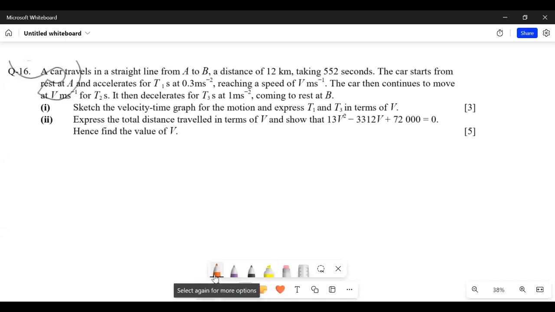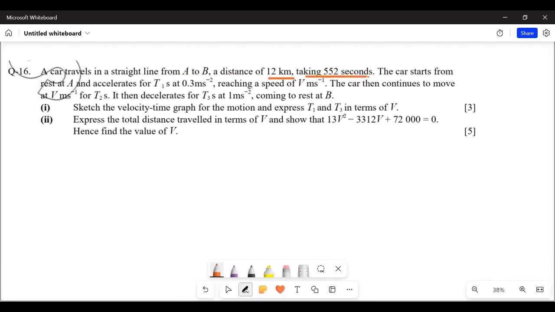Number 16, a car travels in a straight line from A to B at a distance of 12 kilometers, taking 552 seconds. Okay, so let me draw distance from A to B. And total time taken is 552 seconds.